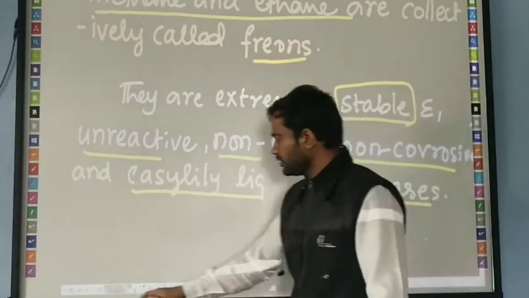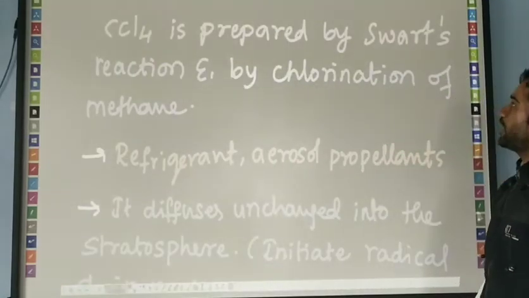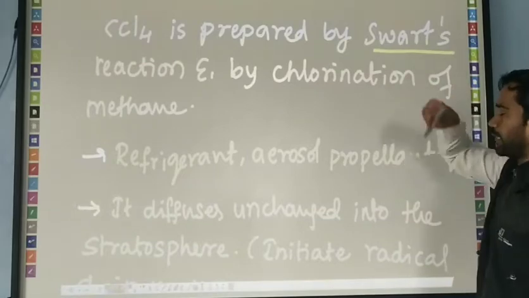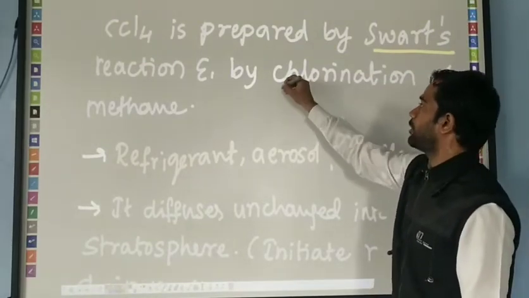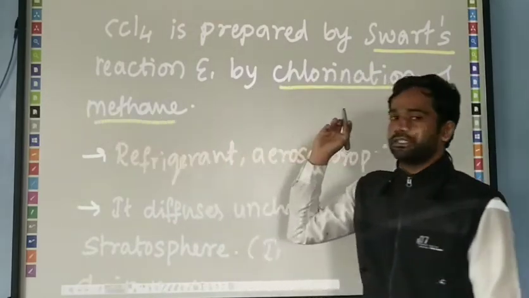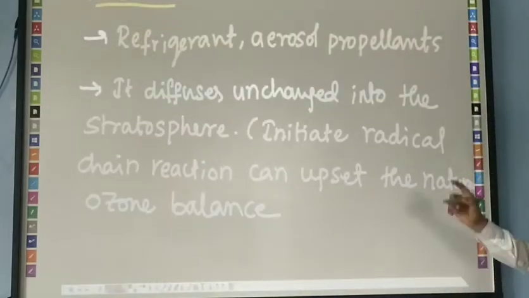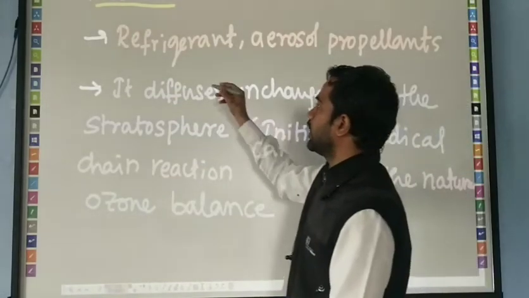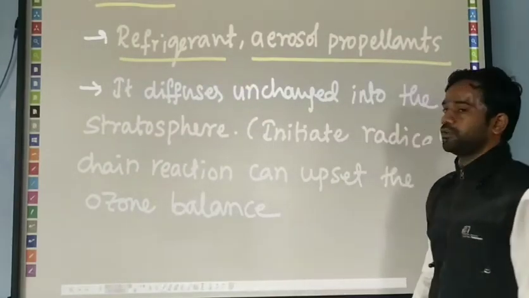Carbon tetrachloride is prepared by the Schwartz reaction that we already learned, and it is also prepared by the chlorination of methane. That's what we already studied in the first year classes. The freons were used as refrigerants and aerosol propellants.